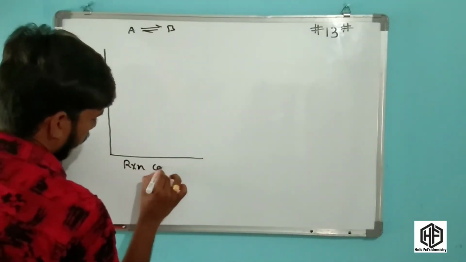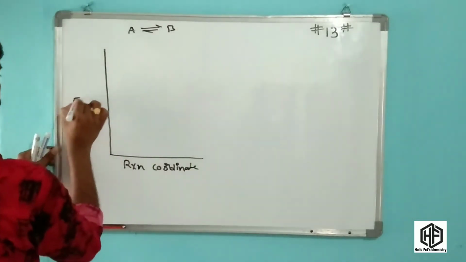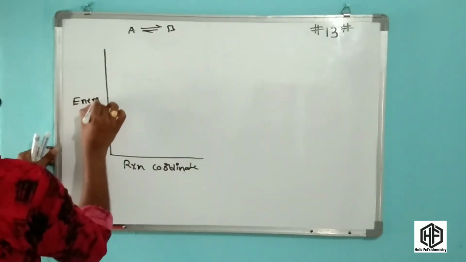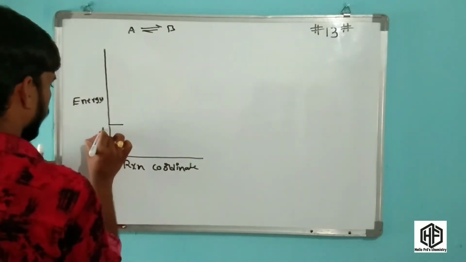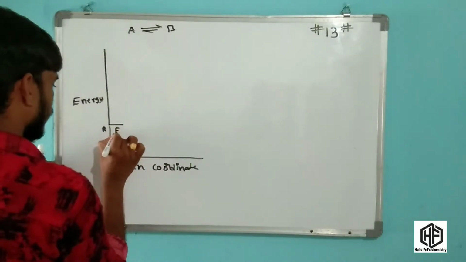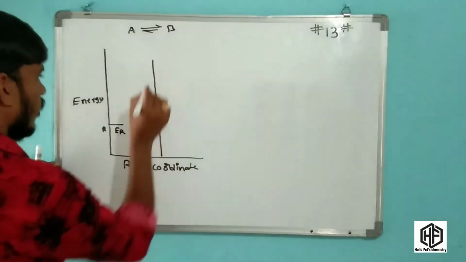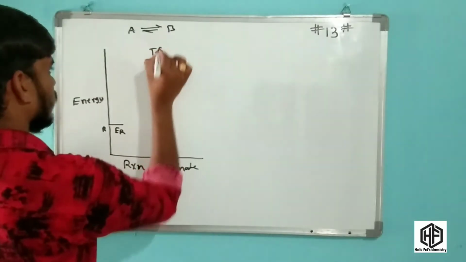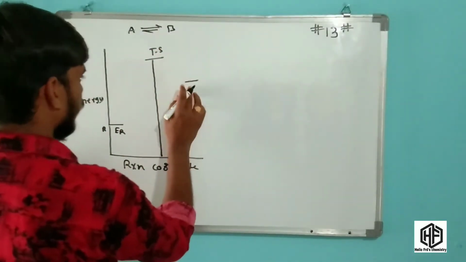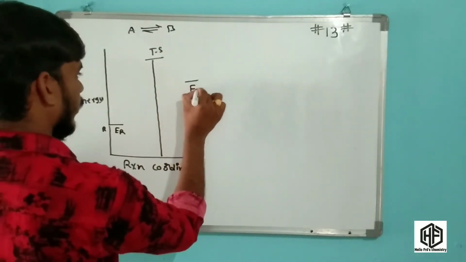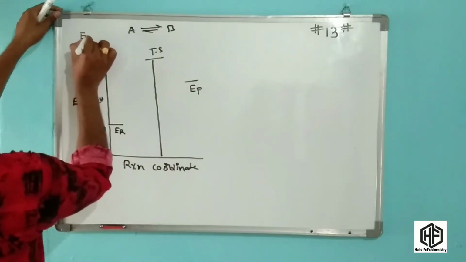Now okay friends, this is the reaction coordinate, this is energy, friends. This is the reactant energy ER, and this is the transition state, this is the transition state or activated complex state, this is the EP. Now I am going to talk about the endothermic reaction.